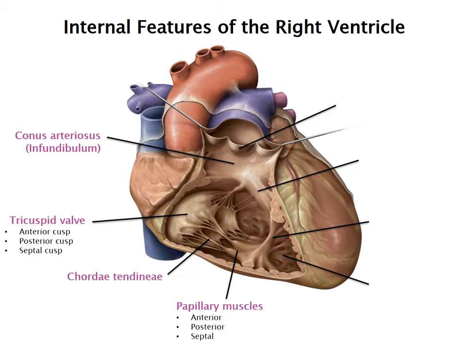The anterior papillary muscle, shown here, anchors the anterior cusp of the tricuspid valve. Likewise, the septal papillary muscle anchors the septal cusp, and the posterior papillary muscle anchors the posterior cusp. At the start of ventricular contraction, the papillary muscles contract, putting tension on the chordae tendineae, and in turn, the tension on the chordae tendineae prevents the tricuspid valve from regurgitating or prolapsing upward into the right atrium.